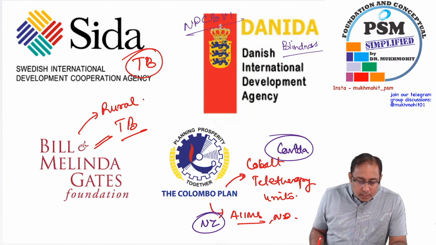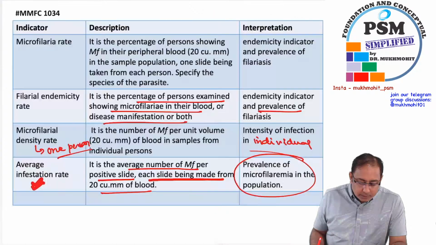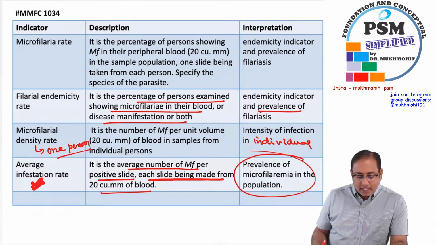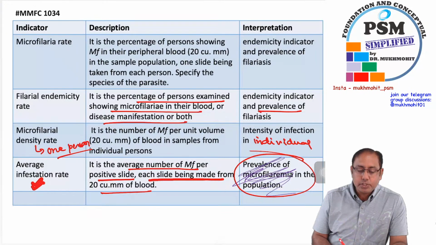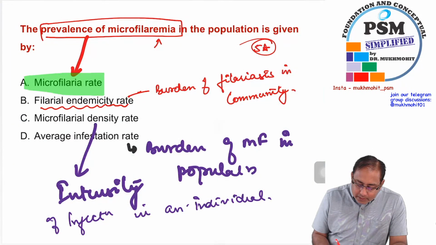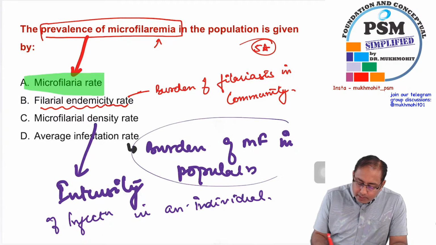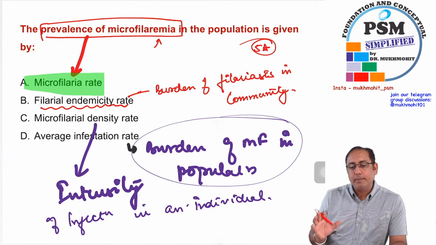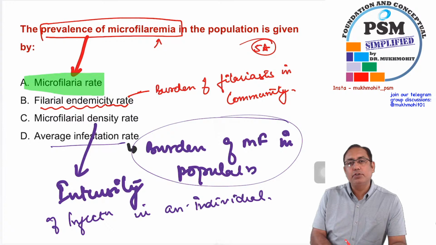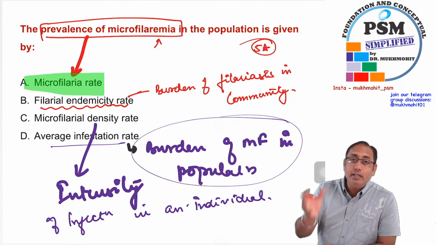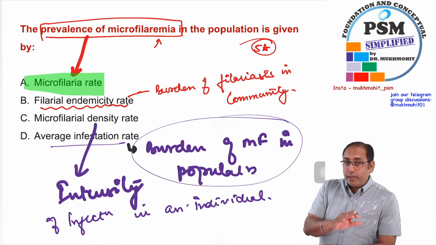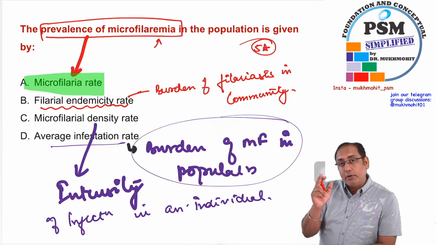So Parna Ghosh, last question, average infestation would be the answer. Na sir, as per table. Please note, yes, I agree. This is written, but this is not very accurate. You can just finish this off. Please note that intensity, burden of microfilaria in the population is average infestation rate. So it tells you how much is the intensity of microfilaria in the population. Okay. It is not the prevalence of microfilaria.